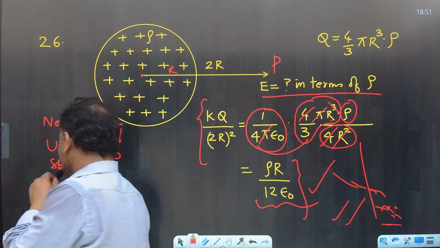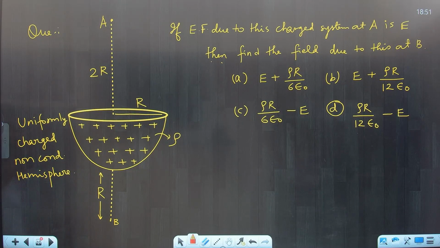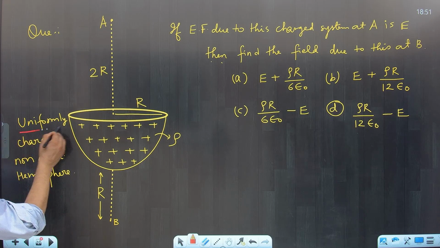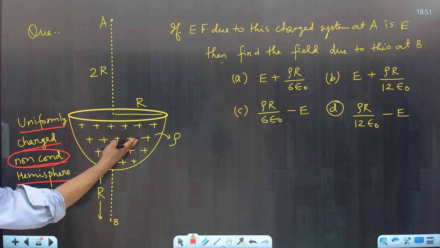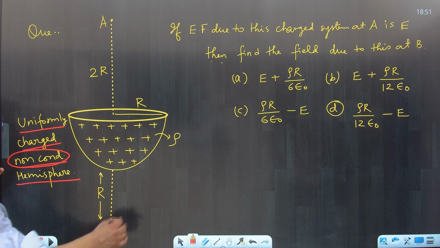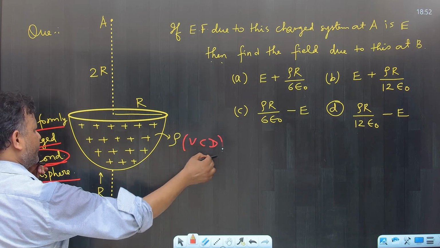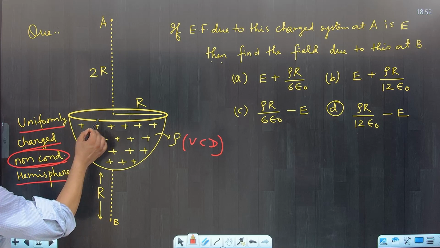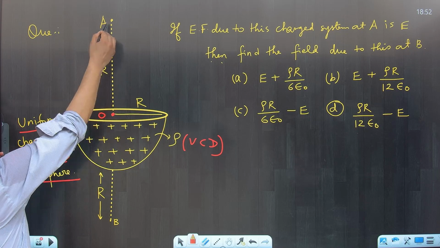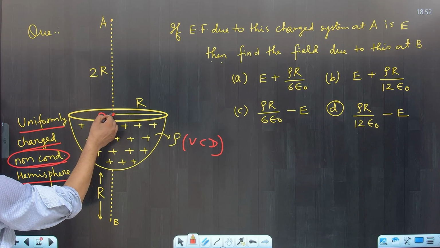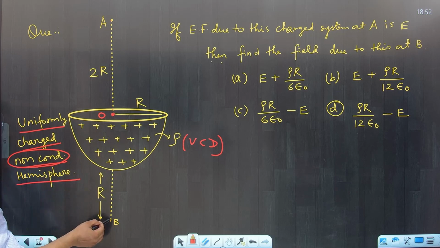So now come to the last question of this lecture. It is very important and very nice, so we will discuss it. There is a uniformly charged non-conducting hemisphere. It is non-conducting, so you have kept charge inside the sphere. Its volume charge density, VCD, is rho, and there are 2 points at equal distance from this O. From this O there is a point A at distance 2r, and from this O there is a point B at distance 2r.